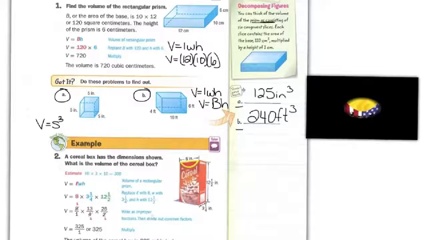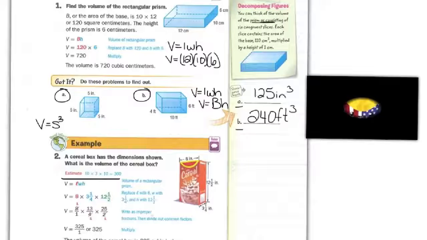Now, I want you to notice that in this example, they did an estimate. An estimate is a great idea, especially if you're dealing with fractions, because it can give you an idea of what your answer should look like. So what they have done is they rounded all of the numbers. They rounded 3 1/4 to 3, 12 1/2 to 10, and 8 to 10.